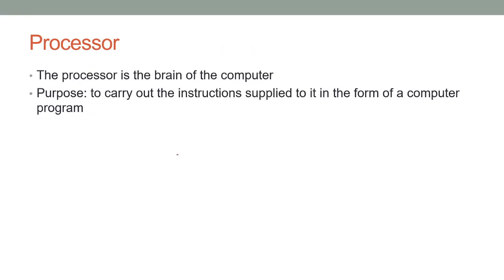What is the processor? The processor is the brain of the computer. Everything has to go through it at some point or another. Every instruction, that is. It's measured in gigahertz, or hertz, sorry. 1 hertz is 1 instruction per second. So if you have a 4 gigahertz computer, that means it does 4 billion instructions per second, for example.